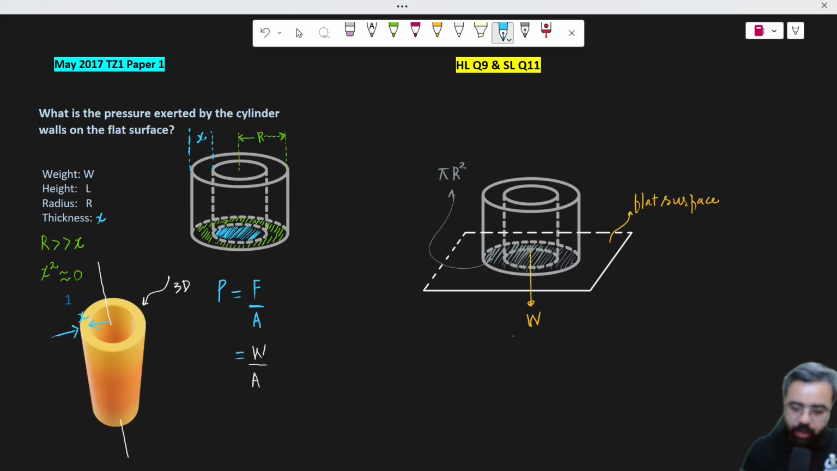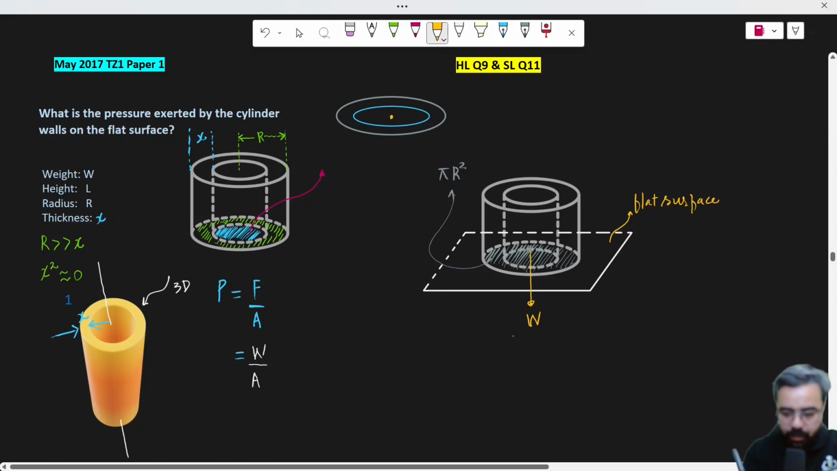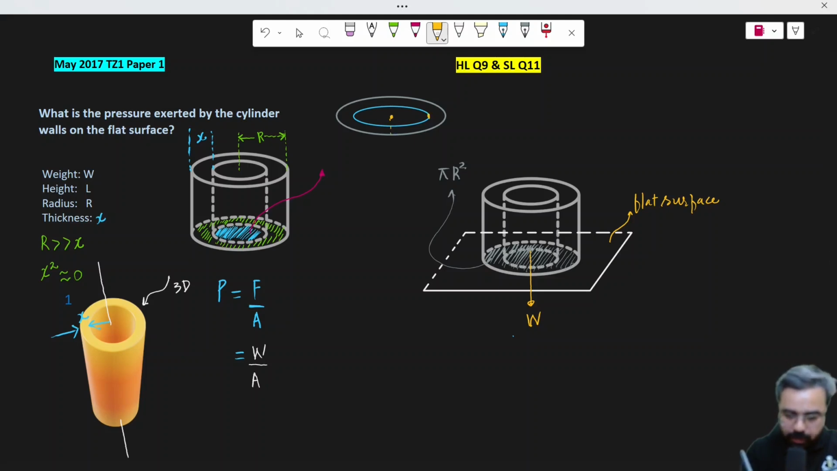Before we find the area of this hollow part, we must know what the radius of this hollow part is. Let me explain: from the center of the hollow cylinder to this point, the distance should be equal to r minus x. The reason is that this distance is the thickness of this side, and the total distance is r. So this will give you the radius of this circular part. This is a horizontal circle. So if you want to find its area, dear students, this area should be equal to pi into r minus x whole square.